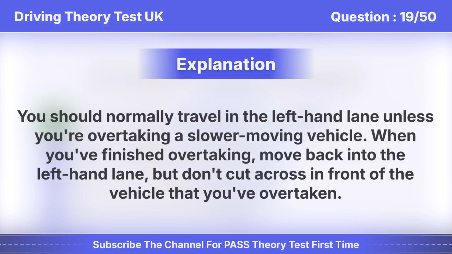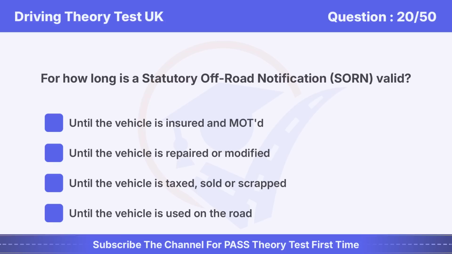Question 20. For how long is a statutory off-road notification, SORN, valid? Option A, until the vehicle is insured and MOT'd. B, until the vehicle is repaired or modified. C, until the vehicle is taxed, sold, or scrapped. D, until the vehicle is used on the road.